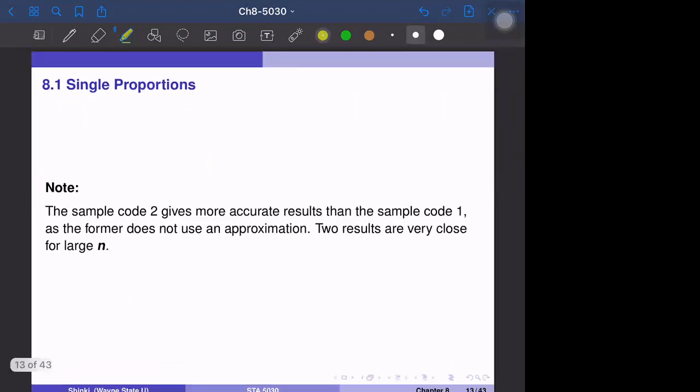So that means the second code gives more accurate results than the first one, because we don't use approximation. But anyway, the two results are very close. If the sample size is small, maybe the discrepancy is large, but if the sample size is large, almost no change. So we use the first test. It's much quicker, and the result is anyway almost the same.